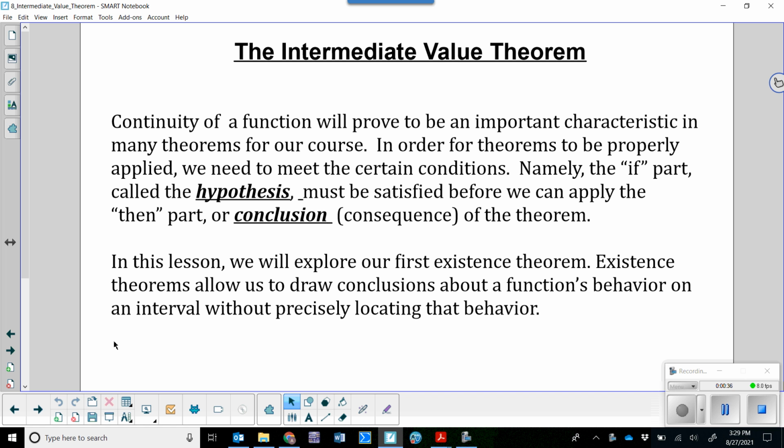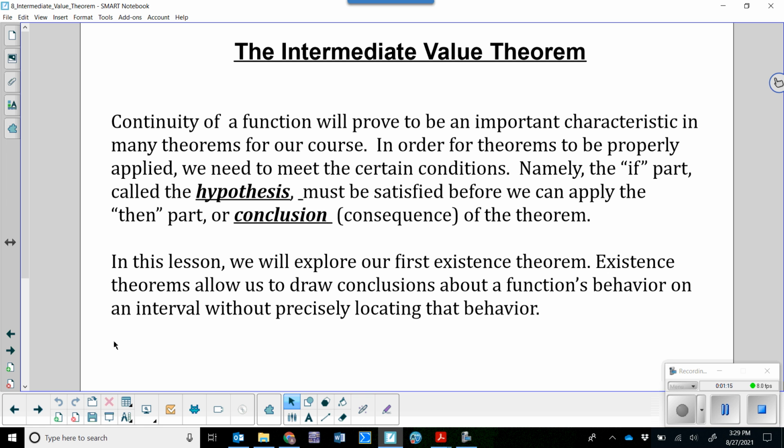An important thing, and the reason we just talked about continuity, is that in order to apply a theorem, there are generally conditions that have to be met. So it's like, if these things are true, then you can follow all this other stuff. Think about the Pythagorean theorem: if you have a right triangle, then a squared plus b squared equals c squared. The right triangle has to be satisfied in order to use the theorem, and the other part, a squared plus b squared equals c squared, is the conclusion. The same kind of things are true here.